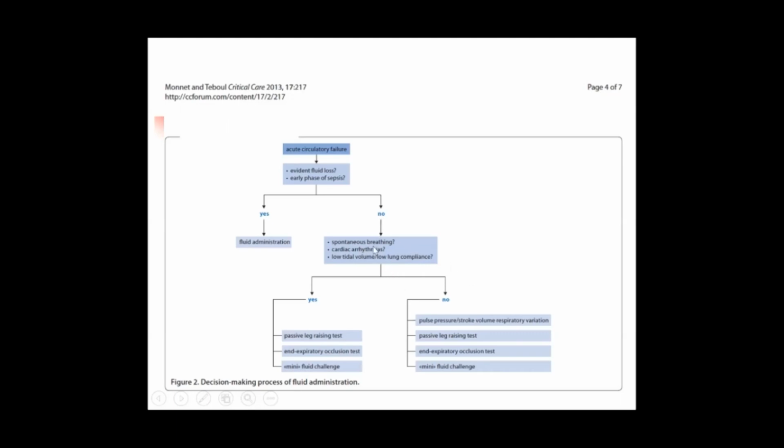If the answer is no to all of these, then you can use pulse pressure and stroke volume respiratory variation, the passive leg raising test, the expiratory occlusion test, and the mini fluid challenge. So all these three plus other dynamic indicators, like stroke volume variation, which are influenced by mechanical ventilation, can also be used.